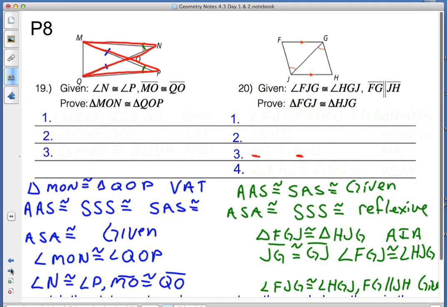We're doing problem 20, I think it is. 19, I lied. 19.